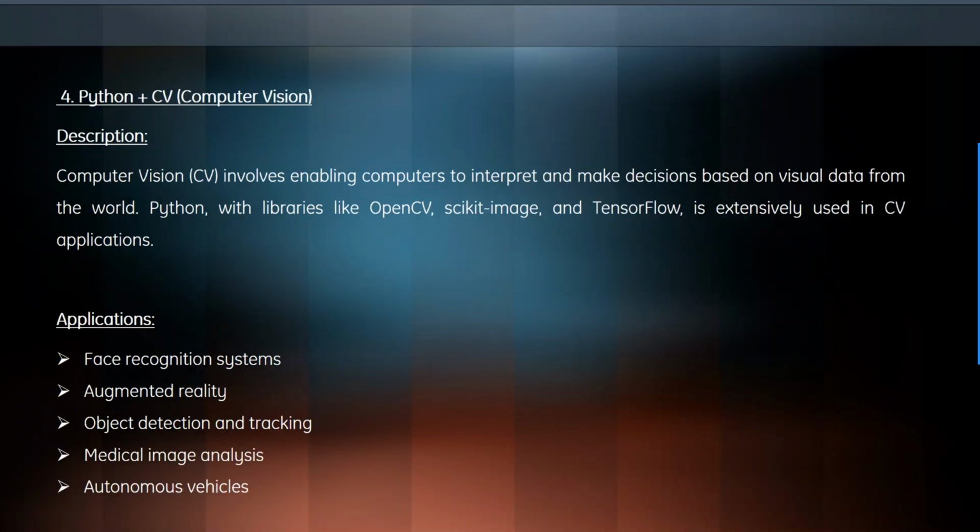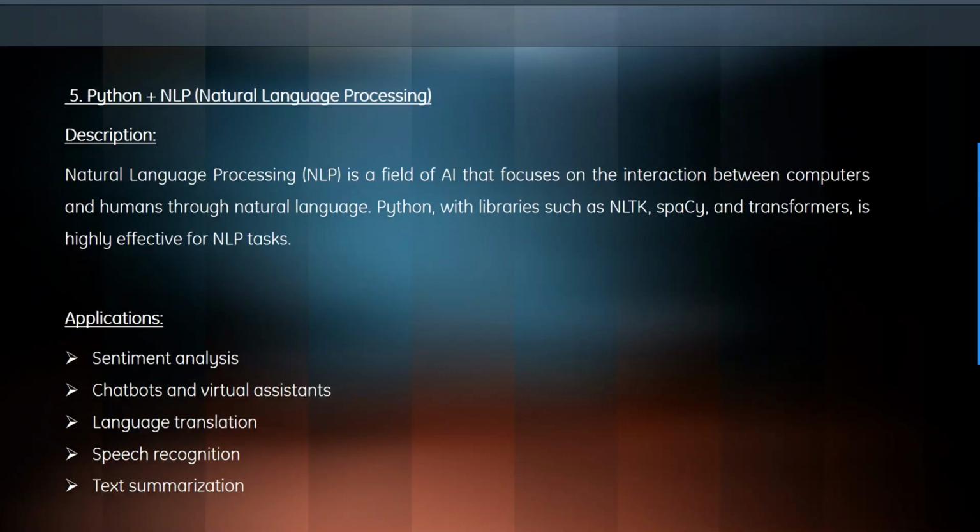And fourthly, we have Python plus computer vision. Now, what is computer vision? It involves enabling computers to interpret and make decisions based on the visual data from the world. Usually, if you want to use images to make the computer understand various patterns, we use CV. And Python with libraries like OpenCV, scikit-image, and TensorFlow is extensively used in CV applications. And what are the applications of these two combined? We have face recognition systems, augmented reality, object detection and tracking, medical image analysis, and again autonomous vehicles.